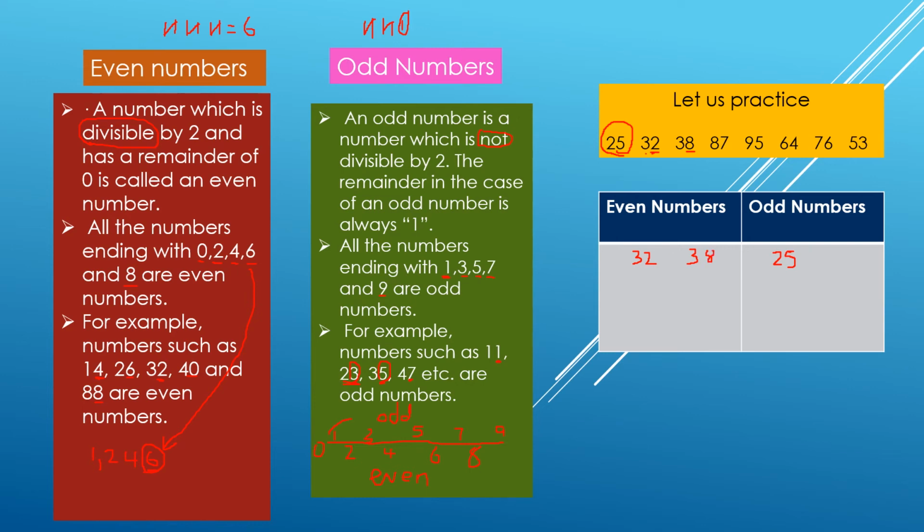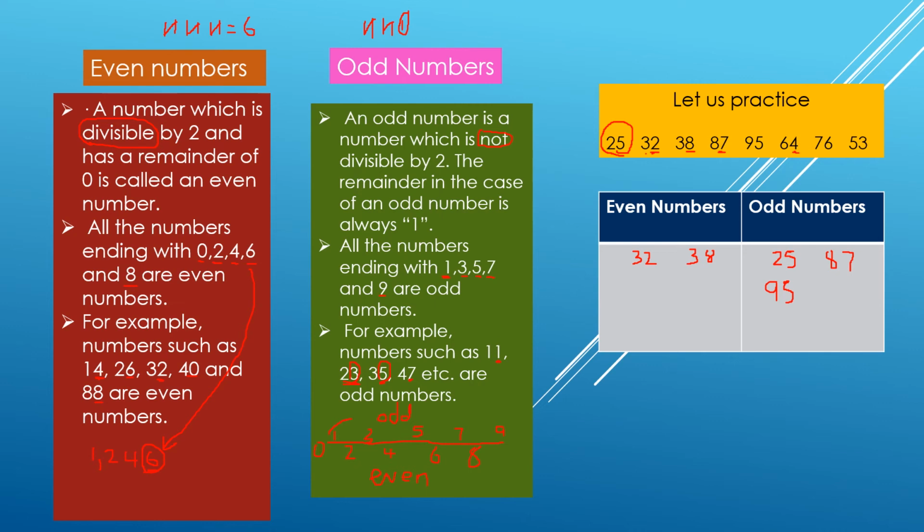Who can help me with 87? Yes, 87. Where will it go? I look at the ending again. Oh, it's here. So 87 will be an odd number. 95 will be an odd number. And you know why I put it here? Because I need to know that it's a 5. And if it ends with a 5, it's an odd number.